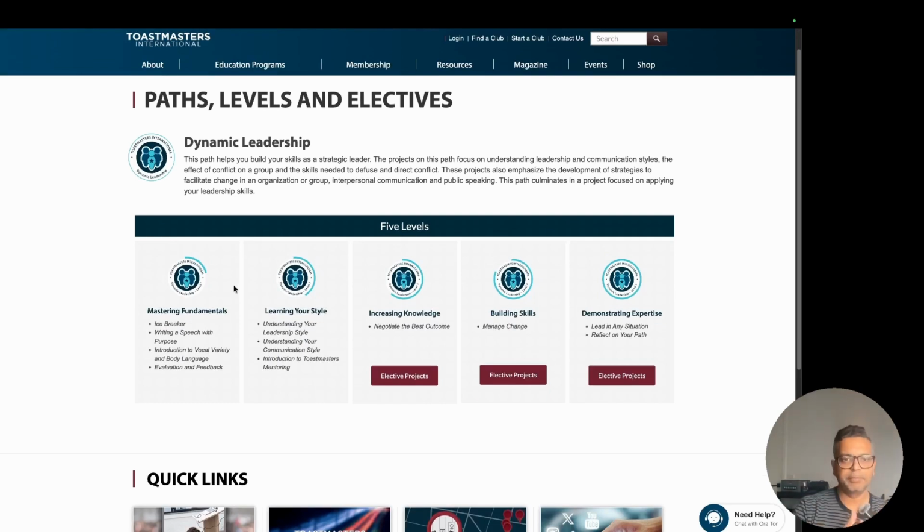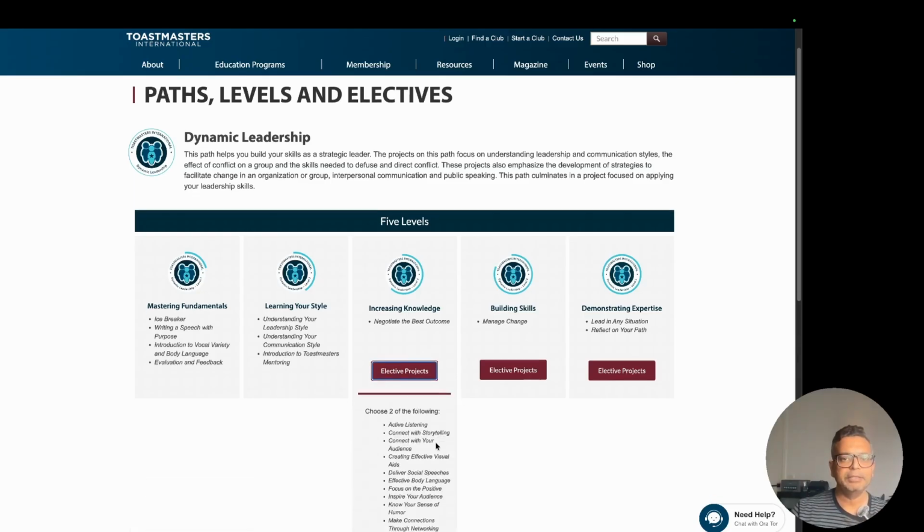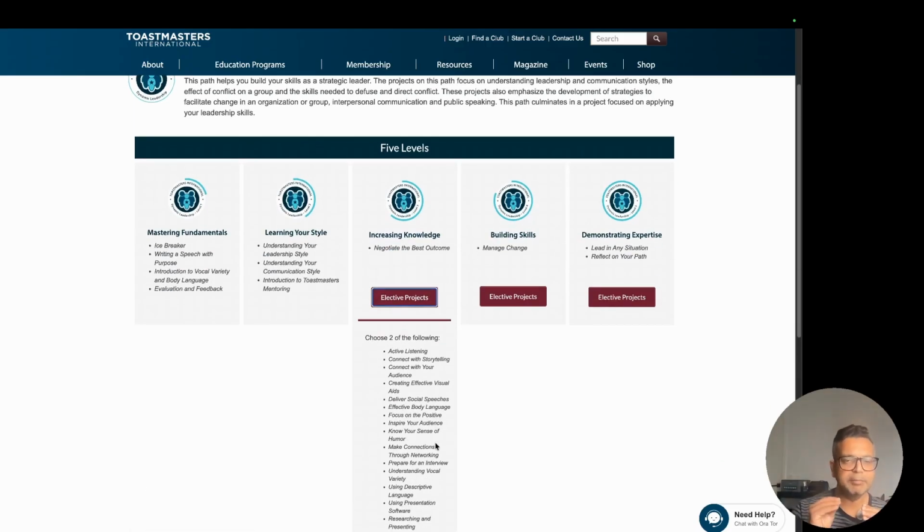Level 1, fundamentals. Level 2, finding your leadership style. Level 3, we increase the knowledge and look into the best outcome, like a very good project on negotiation. Plus it has the electives. You have to choose 2 electives out of it, and just remember that these electives are common across all paths. Today I'm going to focus only on the core modules and not on the electives because I've already covered the electives. Probably I'll make a video by itself on electives.